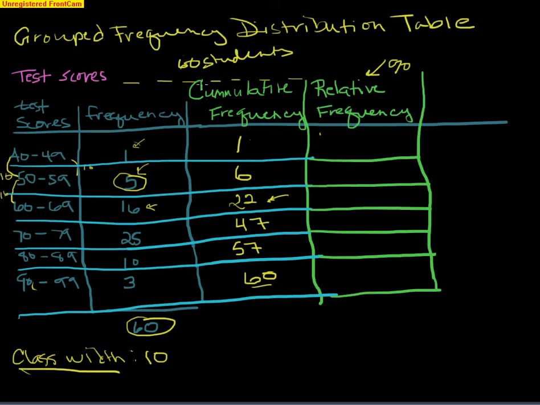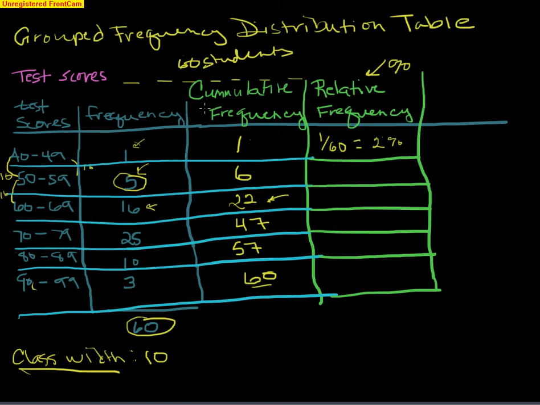We had one person out of a class of 60 who got a 40 to 49. If you do that on your calculator, 1 divided by 60, it's going to be 0.0177. And we're going to round roughly. It's 1.7%, but just for simplicity, I'm going to say that's about 2%. So 2% of the class got a 40 to 49.